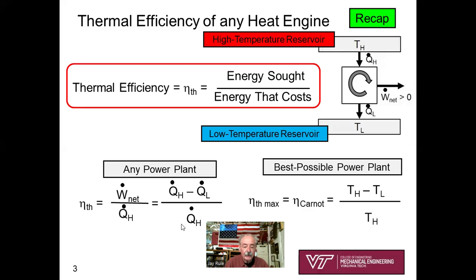If we go to the left of the slide here, for a realistic power plant, the thermal efficiency is the energy sought, W dot net, the output power, divided by the heat added. And by the first law, the numerator becomes Q dot H minus Q dot L. That's a statement of the first law of thermodynamics.